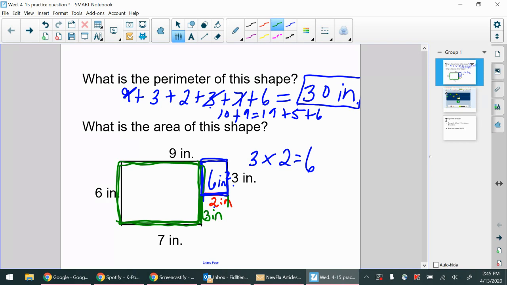Now I need to find the area of the larger rectangle. Well, I can tell that the height is 6.